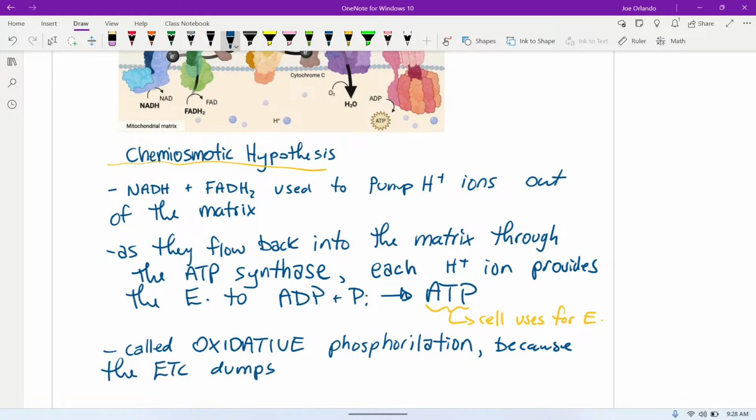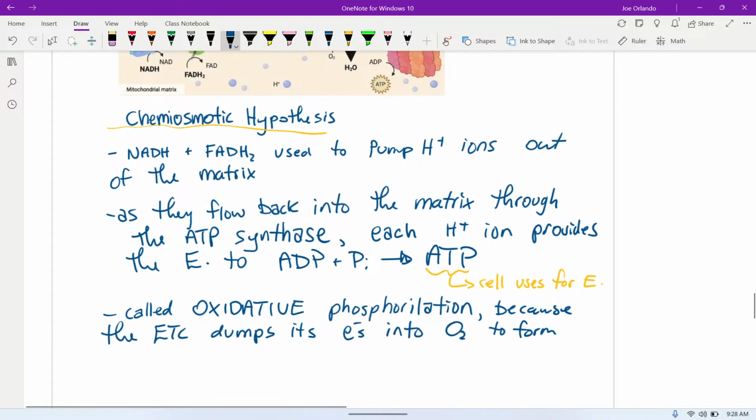It's called oxidative phosphorylation because the electron transport chain dumps its electrons into oxygen to form water. If that didn't happen, the electron transport chain would back up. If you don't have oxygen, the electrons can't get out of the chain, and if they can't get out, you can't put new electrons into the chain. If you can't put new electrons into the chain, the pumps stop.